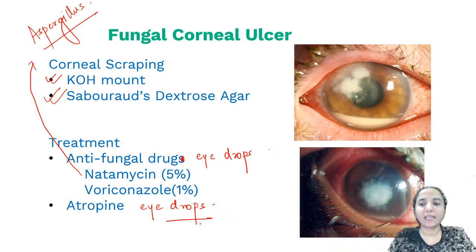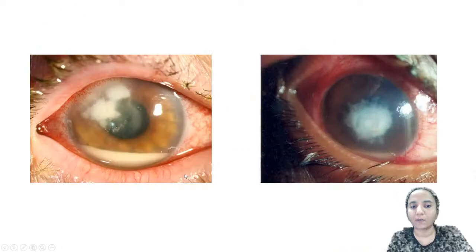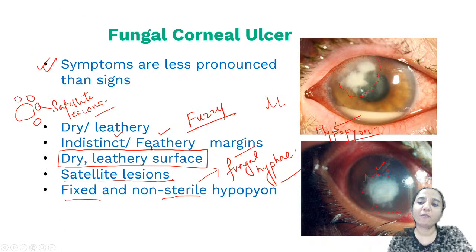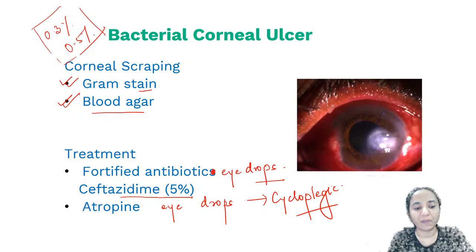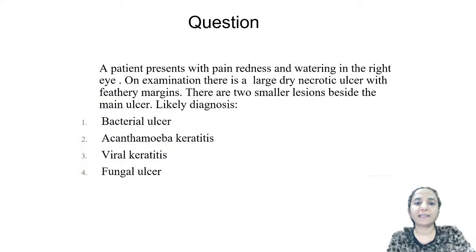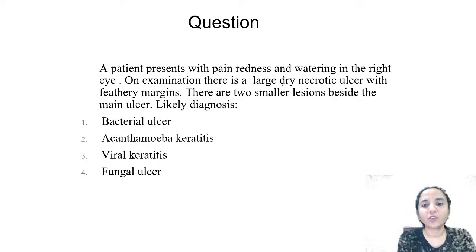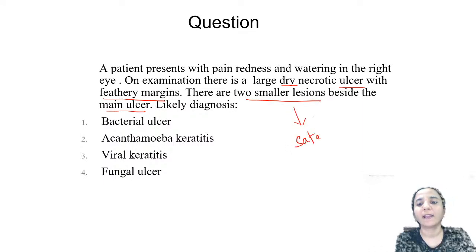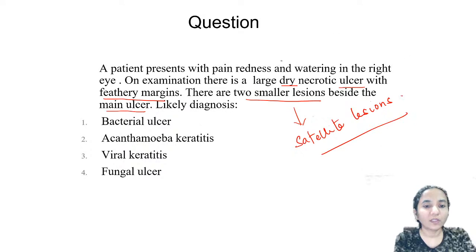Right? So now see, I have told you what are the key words that we have to look for in the question. And I have also told you how to identify it with the help of an image. Now let me go back to the question that we had started. The question says that a patient presents with pain, redness and watering. There is a large dry necrotic ulcer with feathery margins. There are two smaller lesions beside the main ulcer. What does this mean, smaller lesions beside the main ulcer? It obviously means satellite lesions, right? So this gives us a diagnosis of fungal corneal ulcer.